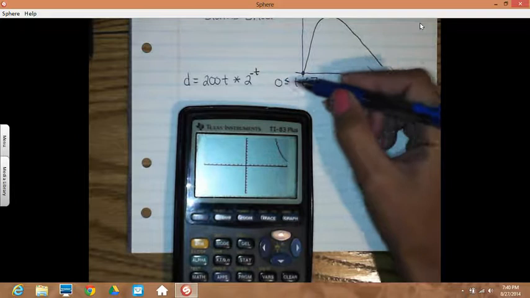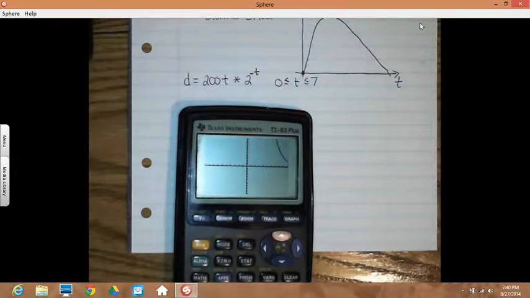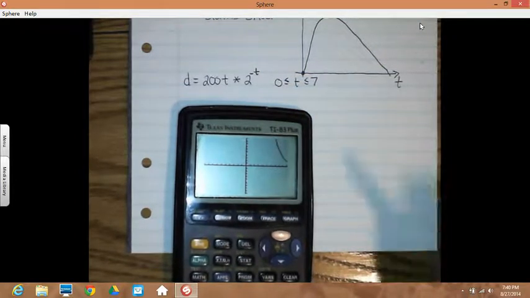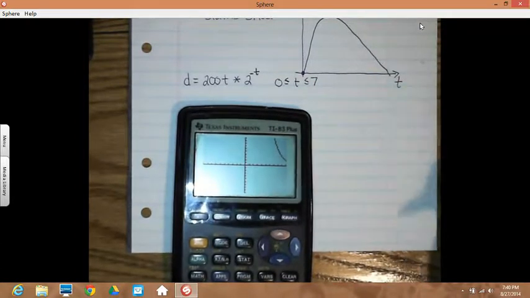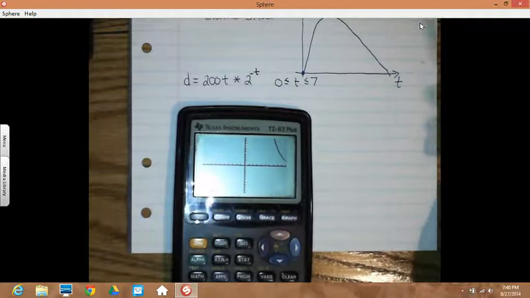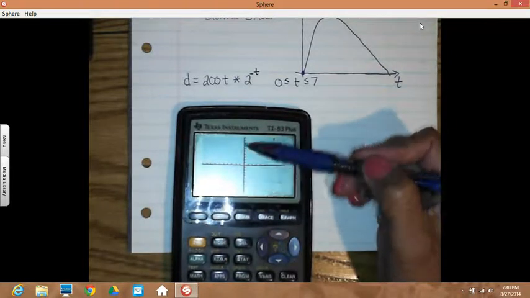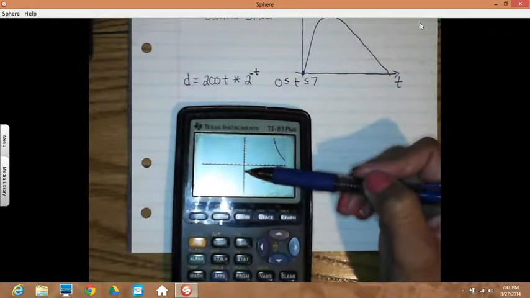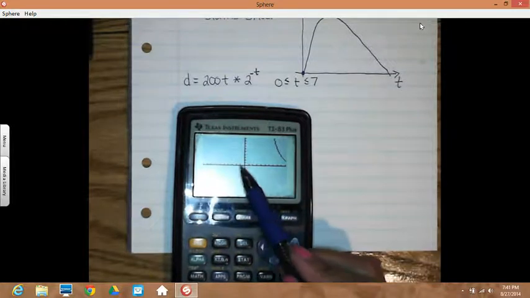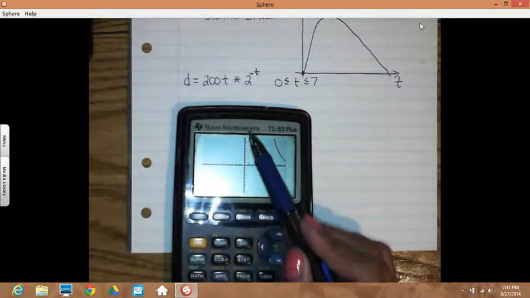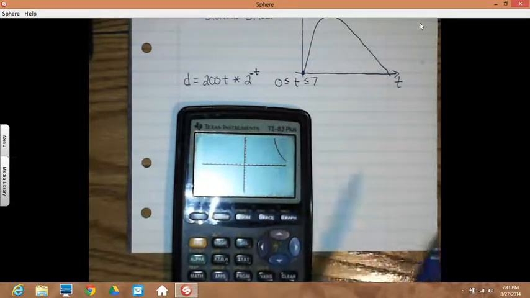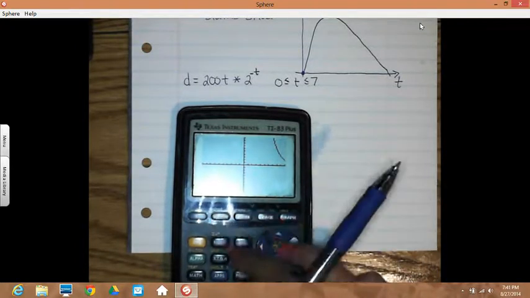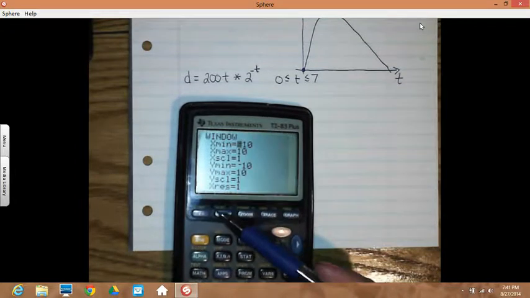So we got to do some window changes. Okay, and you will get good at this window stuff. It takes a little while, but you got to think with some common sense. Remember, this axis is our degrees. I don't need any negative degrees, so I'm going to get rid of those. I don't need any negative time, but it looks like I need a higher number here on my degrees so I can see more of this graph. So I'm going to go to the window. My x is my time.